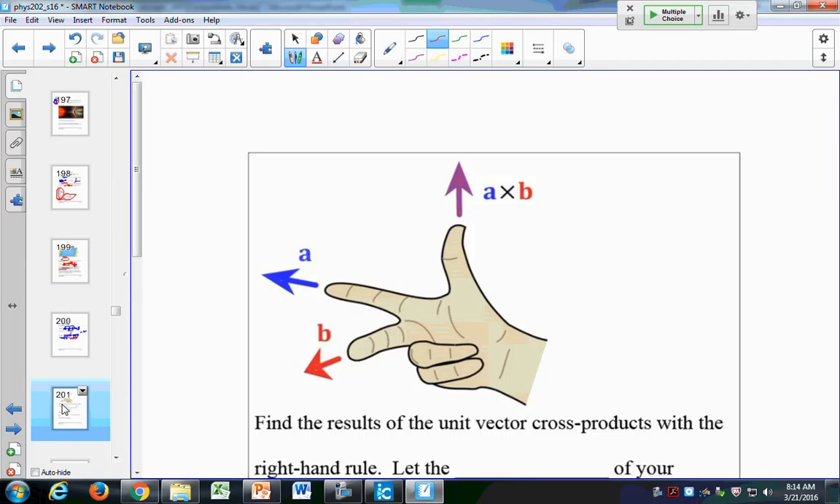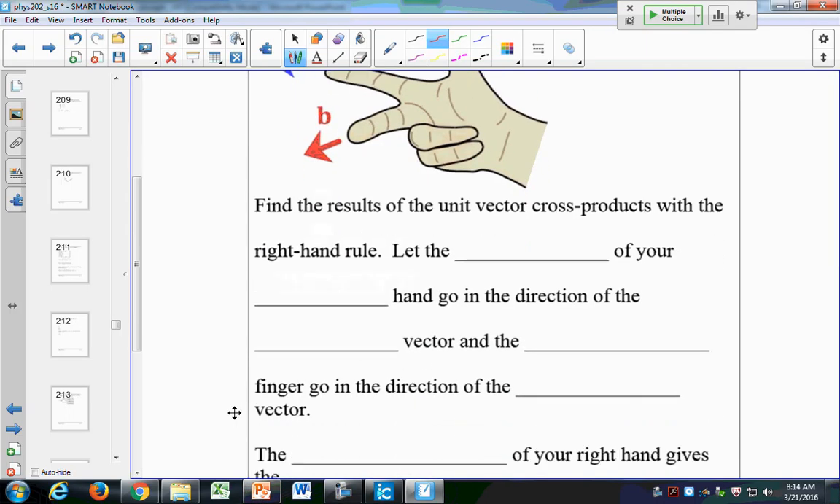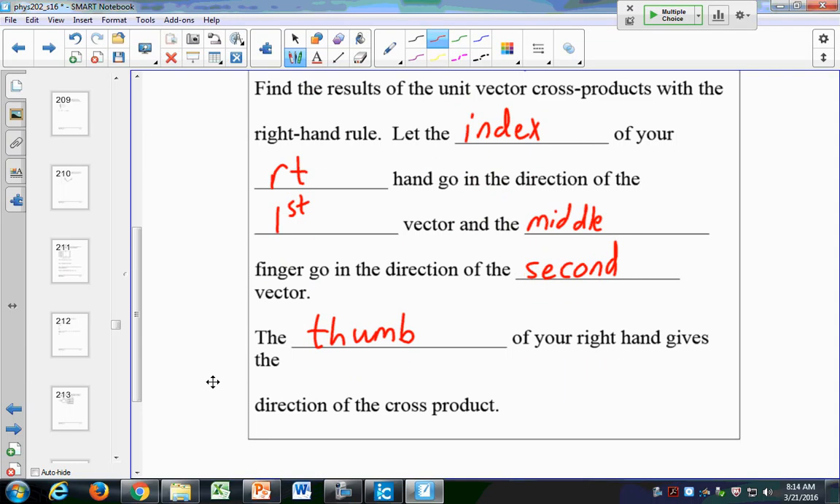So for example, if we wanted to do I cross J, let the index finger of your right hand, not your left, go in the direction of the first vector, and the middle finger go in the direction of the second vector, and then the thumb gives the direction of the cross product.